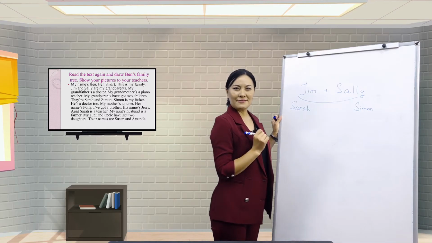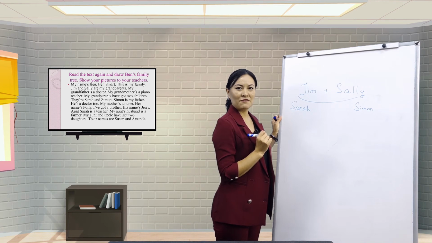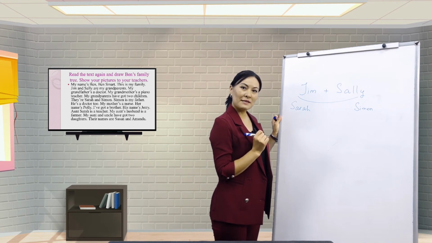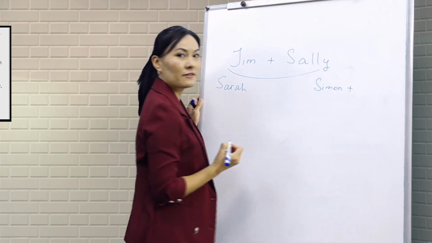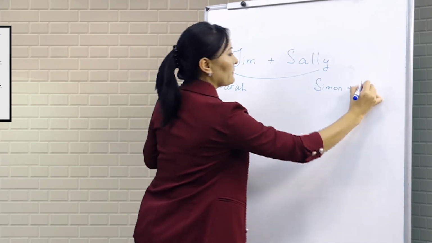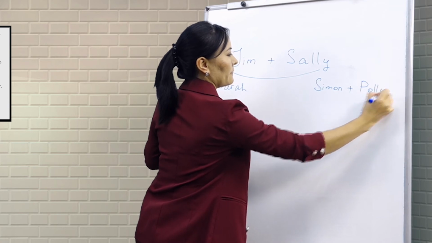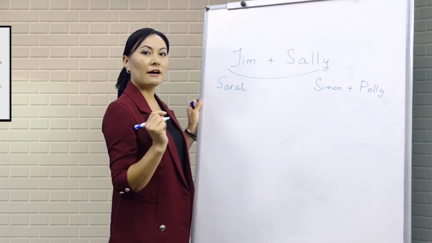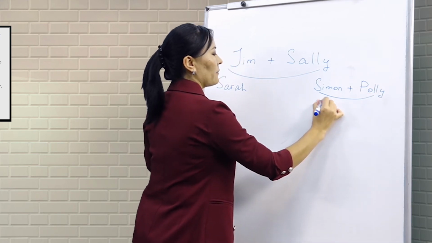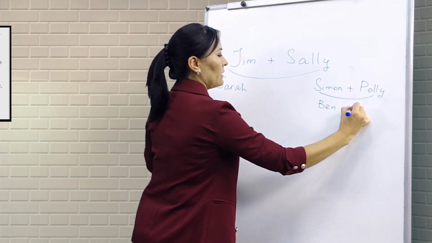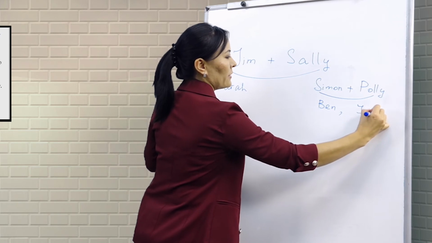Who is Simon? Yes, he's Ben's father. Who is Ben's mother? So Simon has a wife and her name is Polly. And they together have 2 children. Who are they? Ben and Jerry.